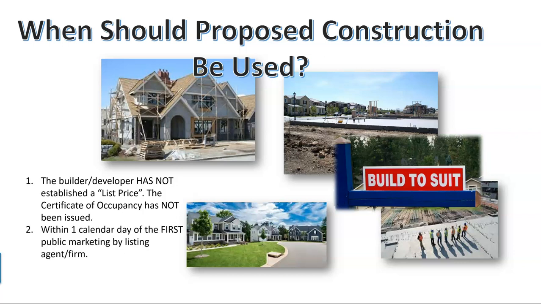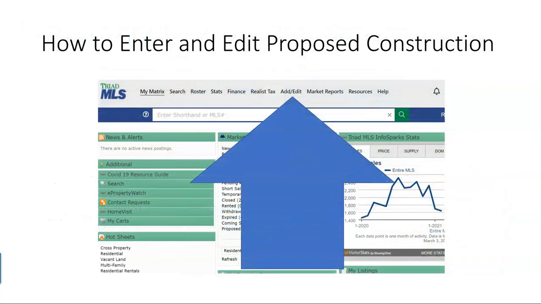Whatever the residential new construction situation, please remember, when you're using proposed construction, you only have one calendar day from the first public marketing by the listing agent and/or listing firm to have at least one entry in Matrix in the proposed construction status. To enter or edit listings, use Add Edit, found at the top of the Matrix responsive menu bar.